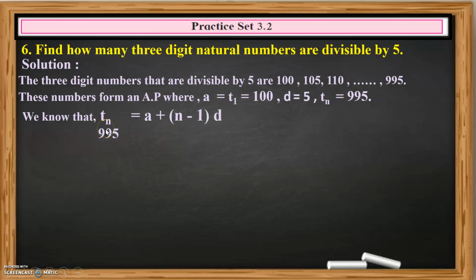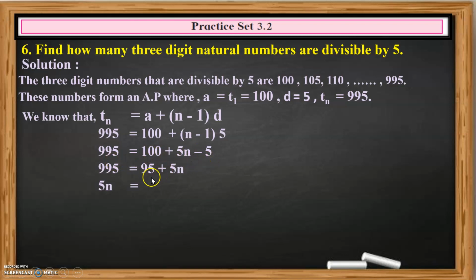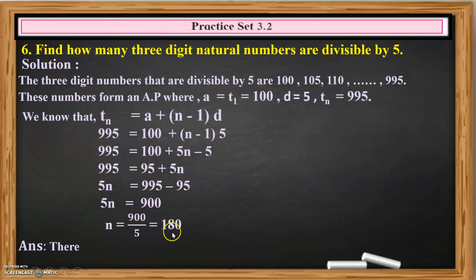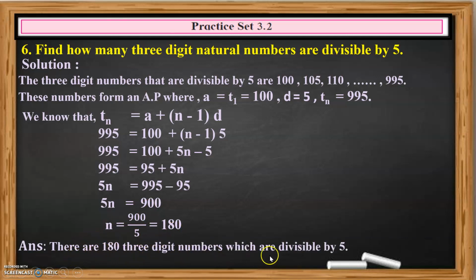Okay, in this we know the value of Tn here, that is 995 equal to 100 plus n minus 1 into 5. So when we open the brackets, we'll get 5n minus 5. Take this 100 on the other side, so this is 100 minus 5, 95. So 95 goes on the other side, you'll get 995 minus 95. So 5n is equal to 900, n is equal to 900 upon 5, and when you solve this, you'll get 180. So that means there are 180 3-digit numbers which are divisible by 5.